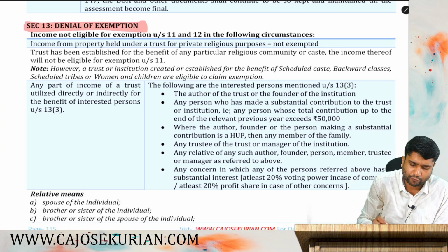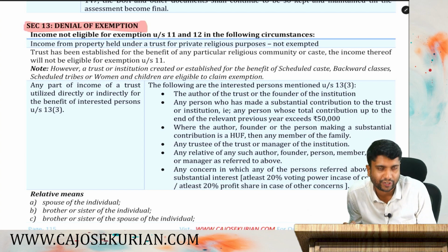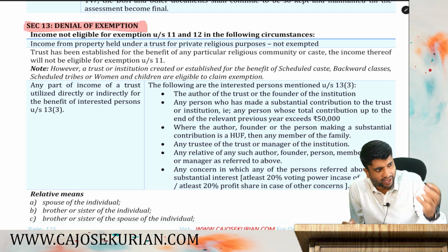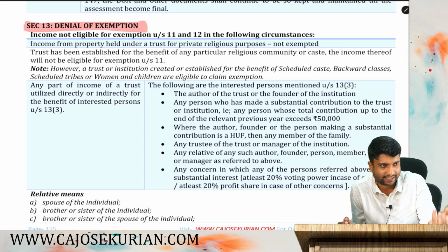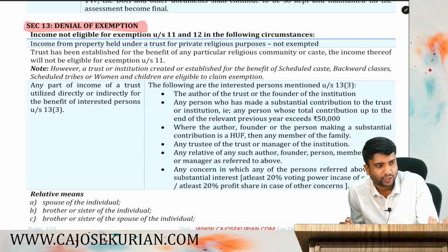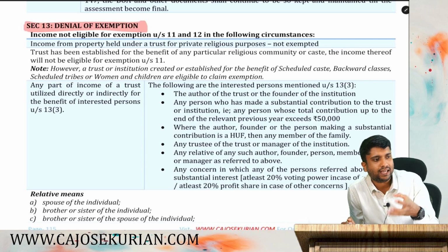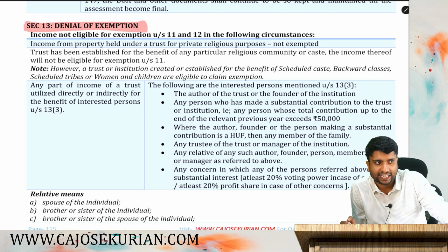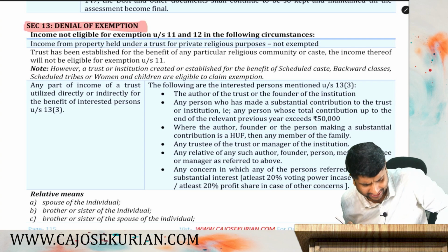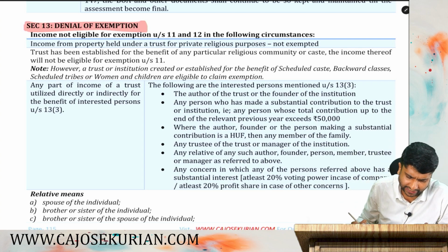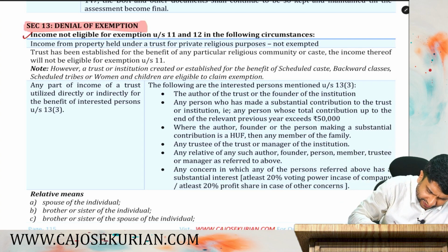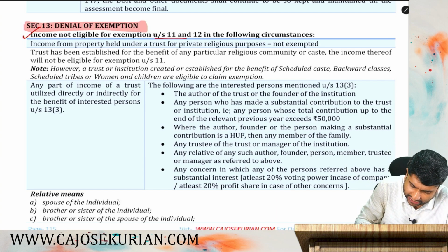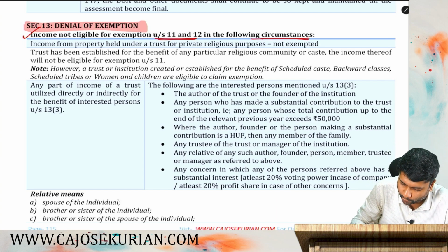That simply means in the following circumstances, you will not get the benefit of application. Denial of exemption means if you apply, you would normally get that amount as an exemption. Even if you apply, you will not get the following amounts as deduction, or we will not give you the benefit of any exemption in the following circumstances. Let's have a detailed discussion on each and every matter. Situation number 1. Income not eligible for exemption under 11 and 12 in the following circumstance.